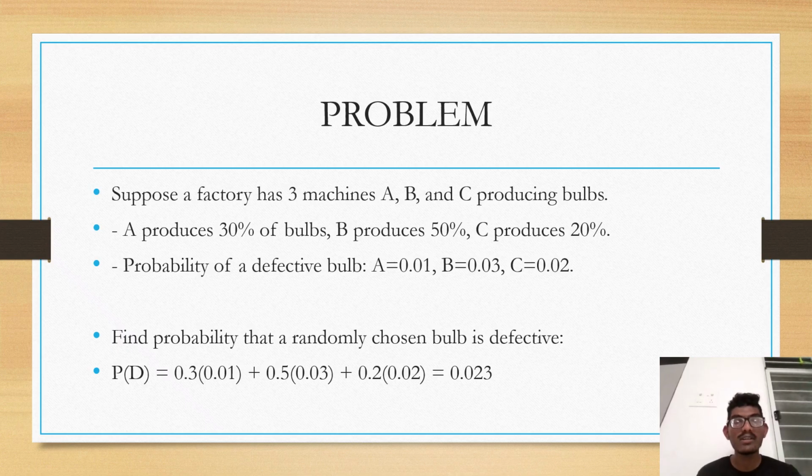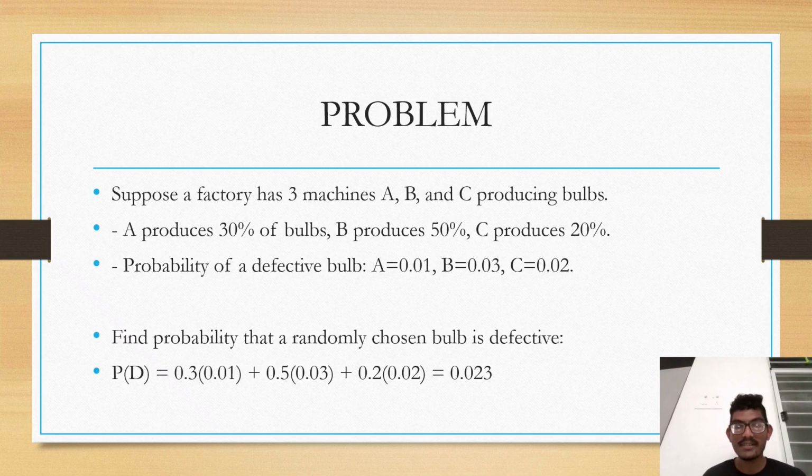Here P of D equals, based on the general formula of the total probability theorem, P of A equals P of A given B1 into P of B1, plus P of A given B2 into P of B2, and like that up to P of A given Bn into P of Bn. Here we have only three conditions. P of A means 30% of bulbs produced by a factory.